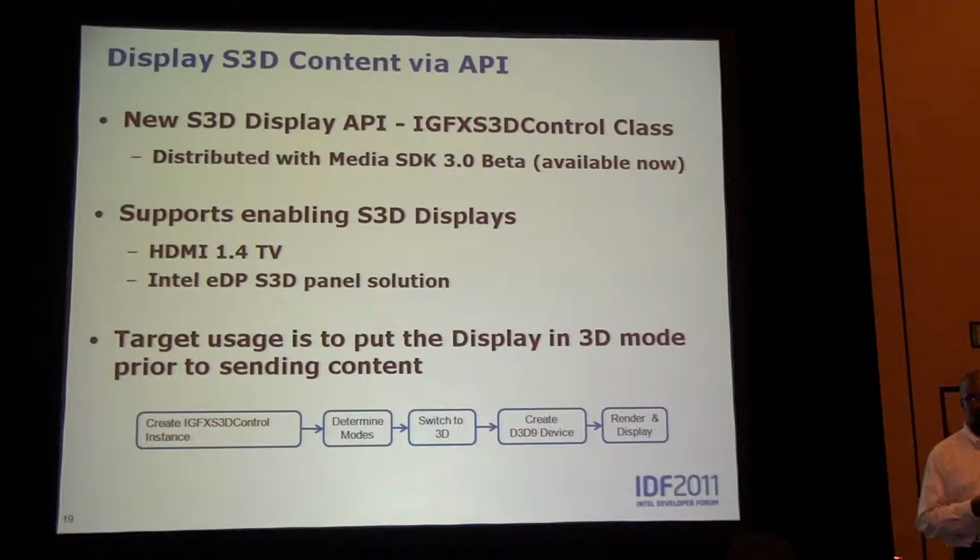Feedback from some of our customers was trying to determine how, on an Intel platform, to put the display, whether it's an HDMI 1.4 TV or a local flat panel display, into its 3D mode. So we came up with a new display API that's also available in the Media SDK. It's distributed with the Media SDK, and that API allows applications to put the display into 3D mode before sending the content for a presentation to the screen.